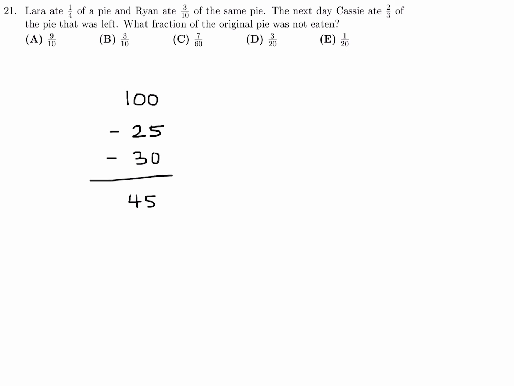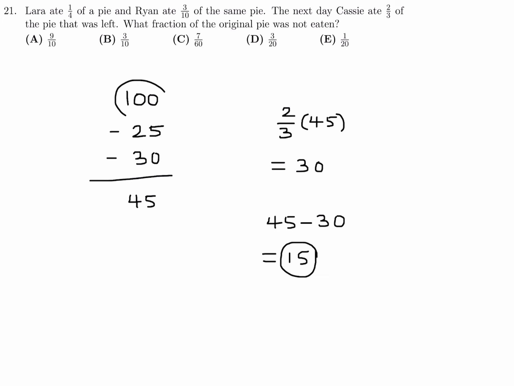Okay? So then the next day, Cassie ate 2/3 of what was remaining. So she ate 2/3 of 45, which is 30. So what is remaining is 45 minus the 30 that Cassie ate, which is 15. So this is what's remaining from an original amount of 100. So 15 out of 100 is what was not eaten. Divide top and bottom by 5 and you get 3 over 20. So number 21, the answer is D.